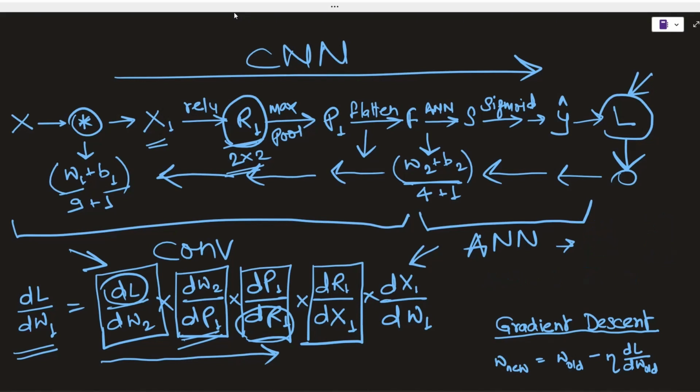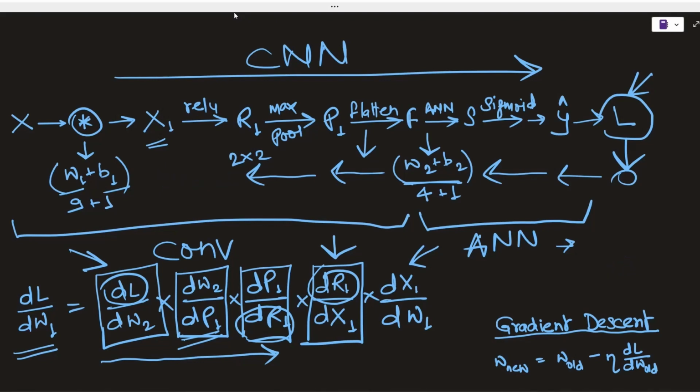So if anyone asks you in an interview how backpropagation happens in the ReLU layer of a CNN architecture, you simply say that within this particular step, exactly here where we are calculating dr by dx1, we are trying to differentiate the values of r1. R1 is nothing but a 2 by 2 matrix that has 4 values, and we are calculating the derivative of those 4 values only. For those 4 values, if the values are positive, then the derivative will be 1. Otherwise, the derivative will be 0.